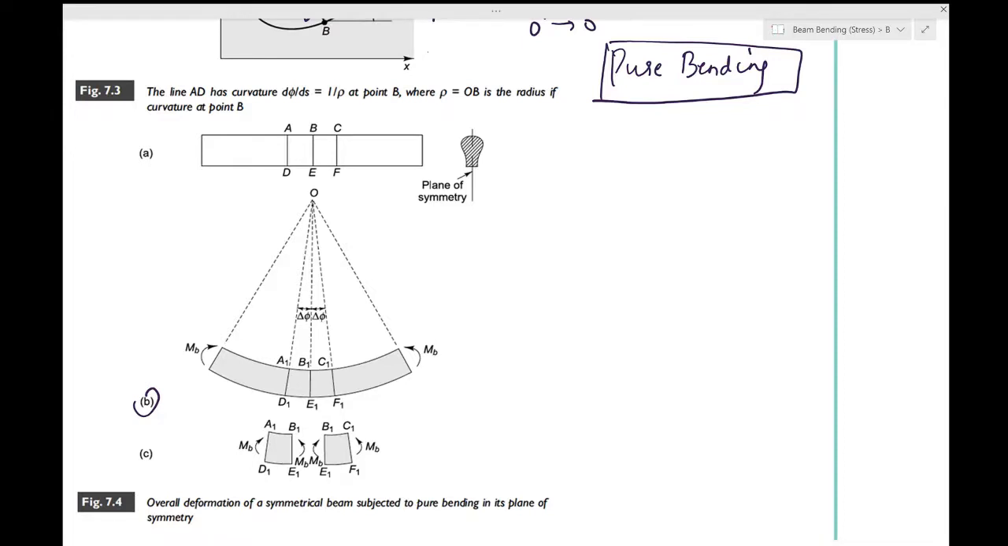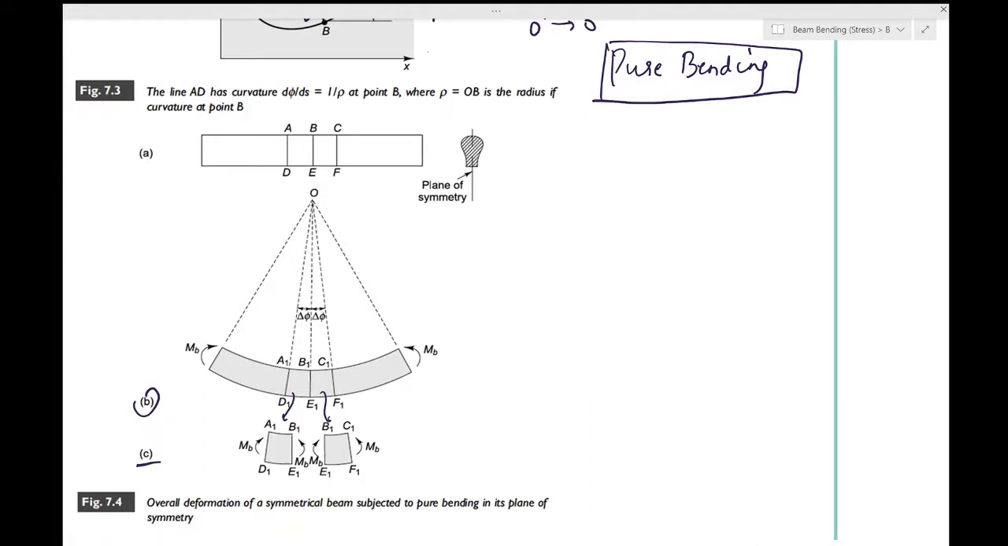Now in 7.4c, the two deformed elements formed by the surfaces A1D1, B1E1, and C1F1 are shown. What we have done is we have taken this out, and we have taken this out. So these two elements are separately shown. Now each element is loaded in its plane of symmetry. We can argue that the deformation of each will be symmetrical about its plane of symmetry.